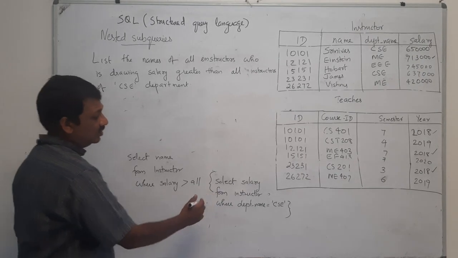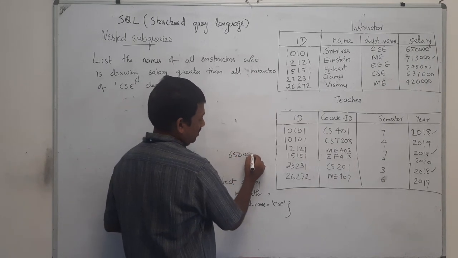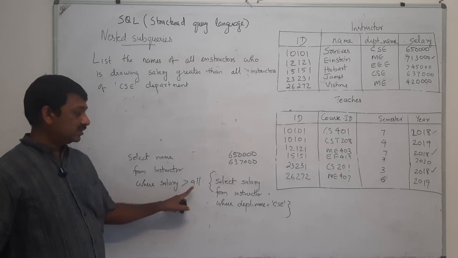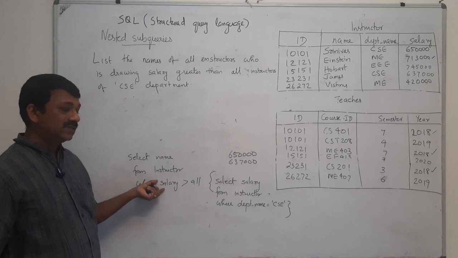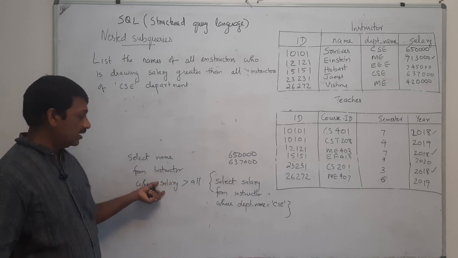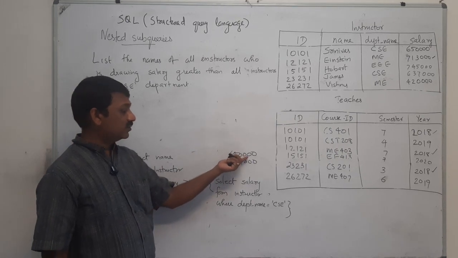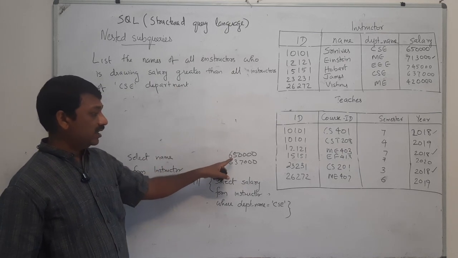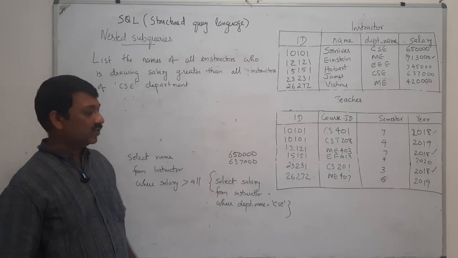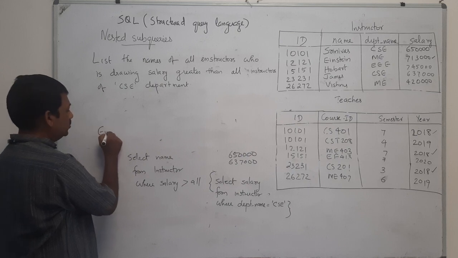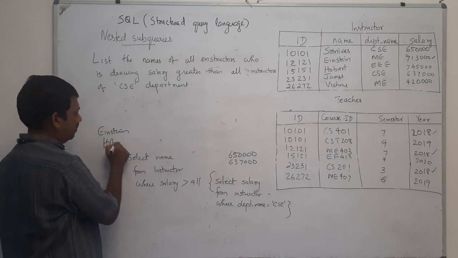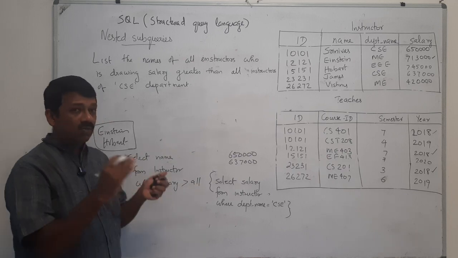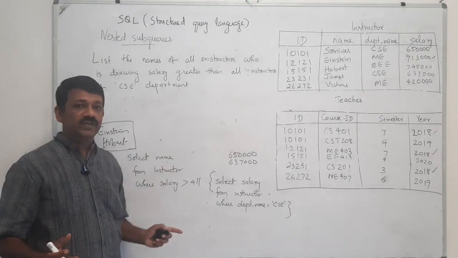That means this will return 650,000 and 637,000. And here, greater than all means that if a tuple has to be qualified, its salary field should be greater than 650,000 as well as 637,000. So the first tuple is not qualified because it is not greater than 650,000. The second is qualified, the third also is qualified. So the result will be Einstein and Hobart. So that's all about all, some, all. Some means any one of these, all means everything.